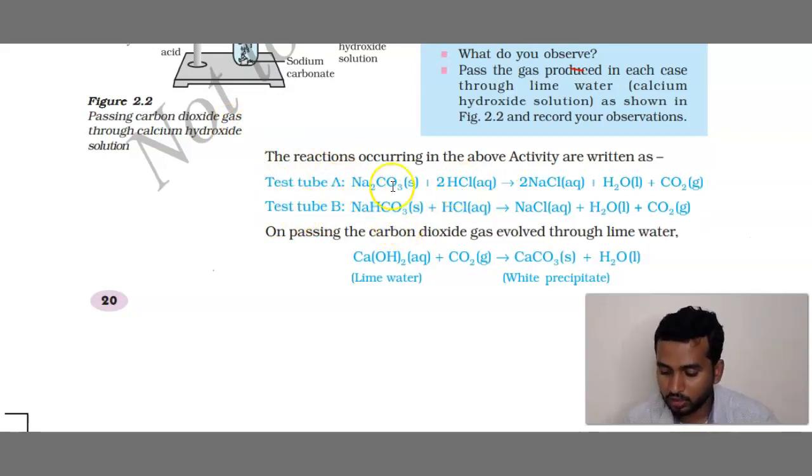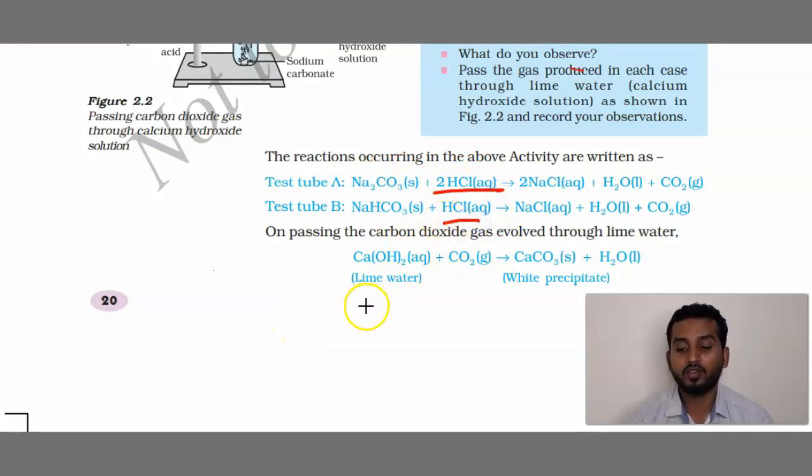Just say that when sodium carbonate reacts with hydrochloric acid, it gives sodium chloride, water and carbon dioxide. In test tube B we can see sodium hydrogen carbonate, when it reacts with acid, gives sodium chloride, water and carbon dioxide. Both sides we get the same products, but the quantity is different, the moles are different. Here we have 2 moles of hydrochloric acid, but here we have 1 mole of hydrochloric acid.